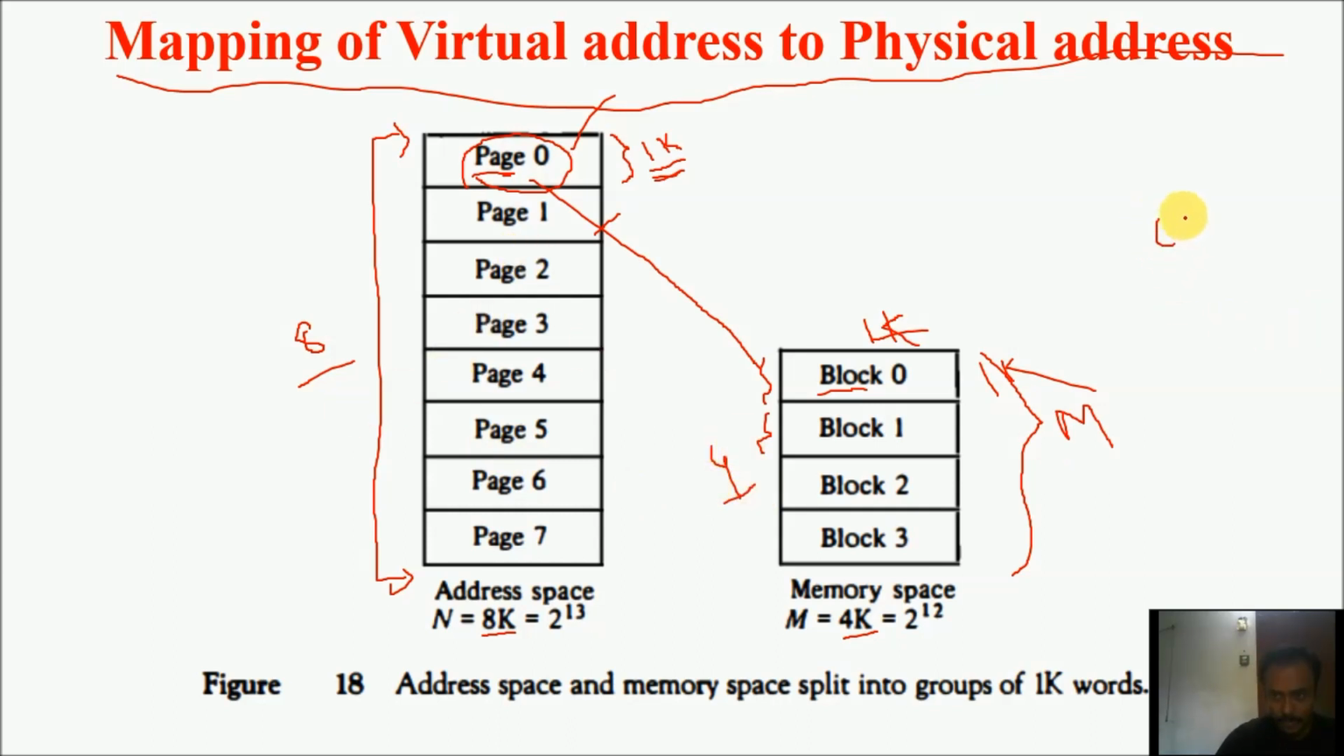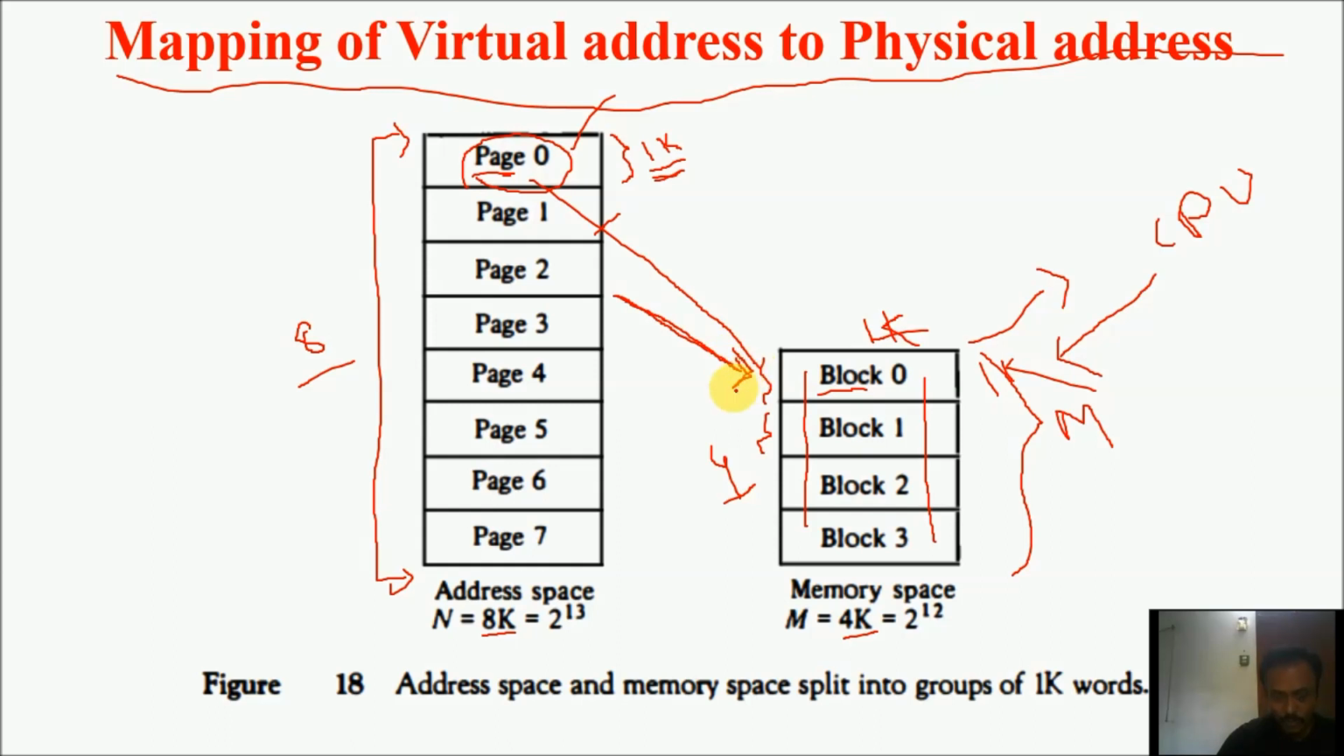Now when the CPU generates an address, at first it will search the main memory. If that address is present in any of these blocks, then the CPU fetches that data from the main memory. Otherwise, if that data is not present in any of these blocks, then what will happen? Then from the auxiliary memory, the page will be replaced into a main memory block.